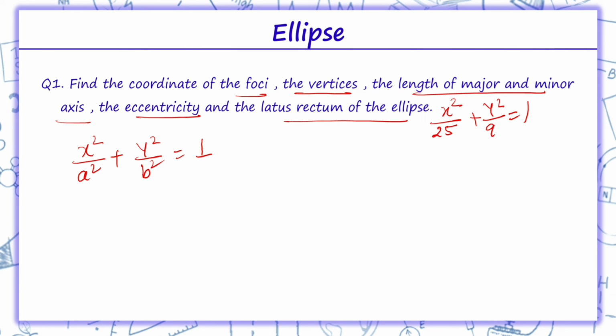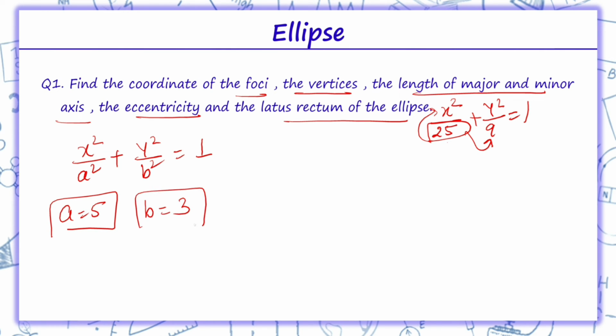Over here we see that the denominator under x square, which is 25, is greater than 9. So obviously the major axis is lying on the x axis. The value of a is 5 and the value of b is 3, because b square is 9. The vertices are basically the end points, so because it is lying on the x axis, the vertices will be 5, 0 and minus 5, 0.